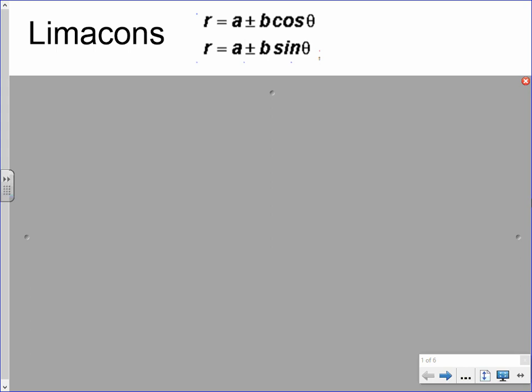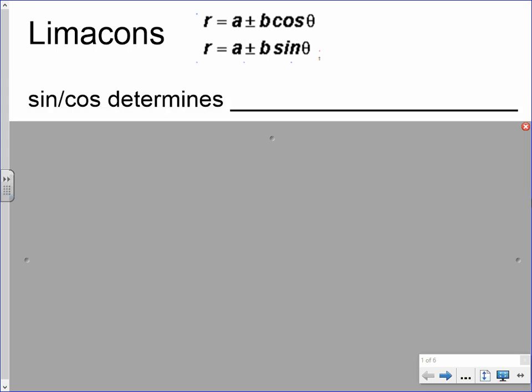There's a little squiggly above one of the letters, which makes it pronounced as limaçon. Okay, French word. I like to call them limacons, but I think they're supposed to be pronounced limaçons. So I will try this year to say it the correct way.